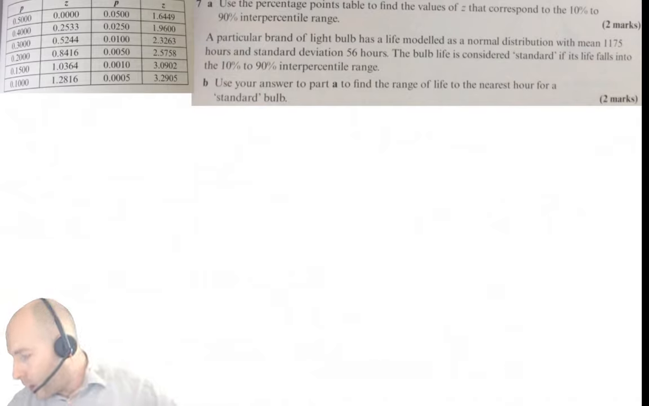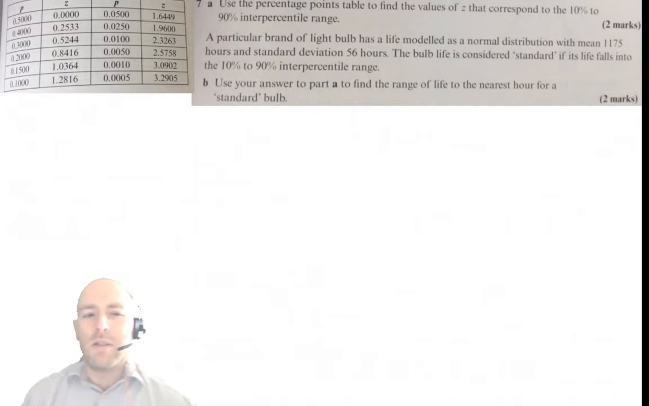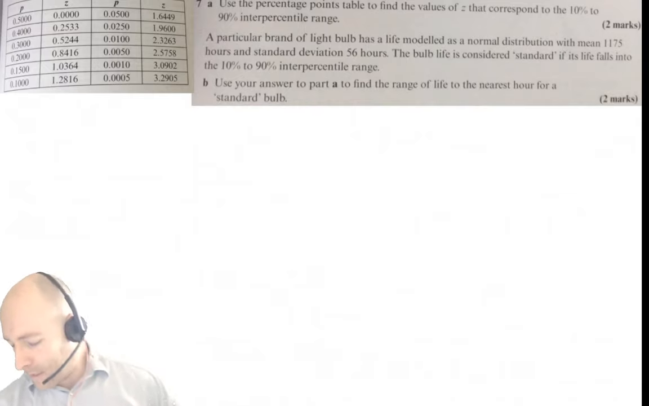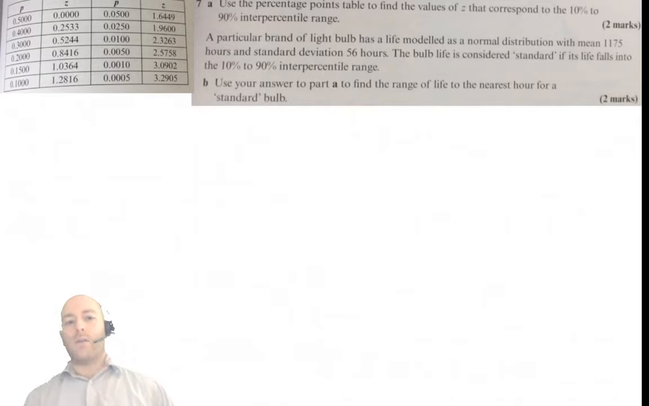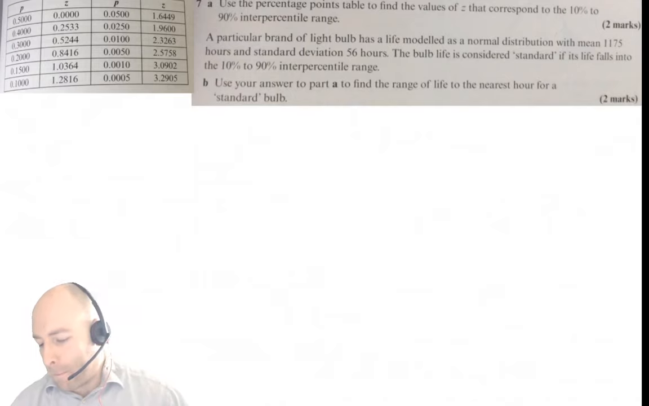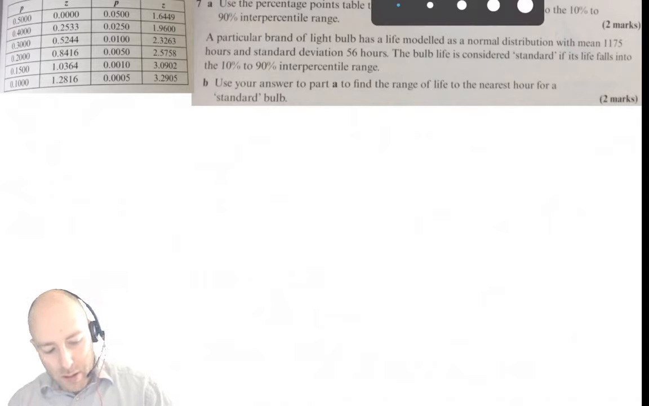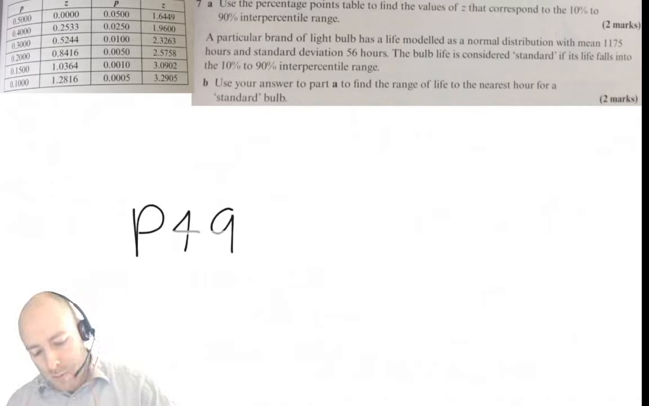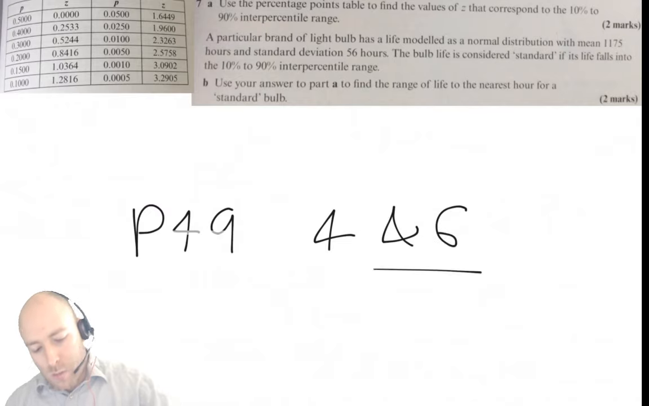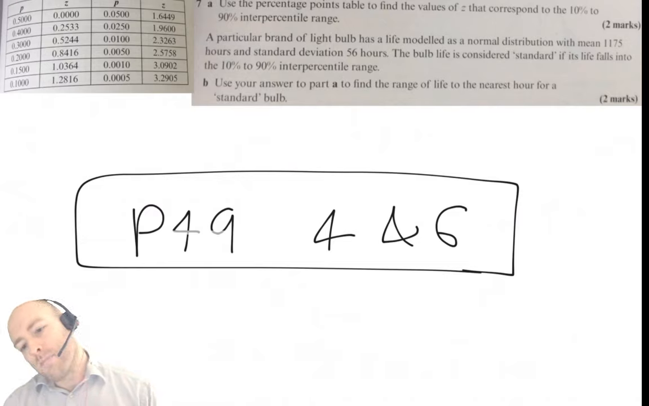Can you give? Let's see. The range of life to the nearest hour for a standard bulb. I don't see why you couldn't. I think they wanted just the range of what range it was, but I guess it's the same thing. I think you might be right with that. Yeah. So if you do need any more practice on these ones, page 49, questions 4 and question 6 would be some good practice in addition to this week's assignment.